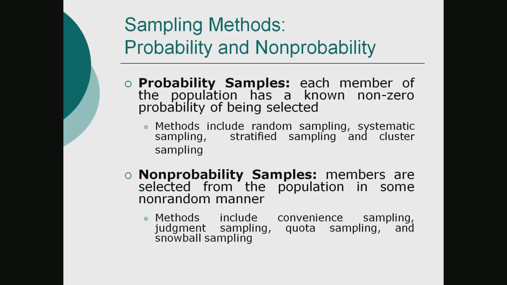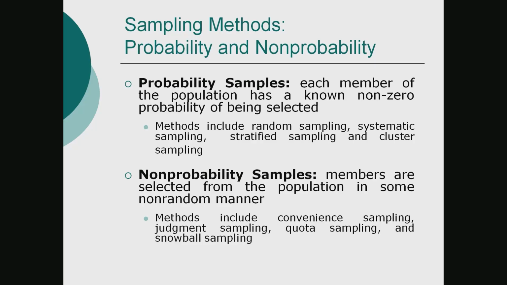Sampling methods: probability and non-probability sampling methods. Probability sampling: each member of the population has a known non-zero probability of being selected. This type of sampling is based on the principles of random selection, and it involves selecting samples in a way that every member of the population has an equal chance of being included in the sample.